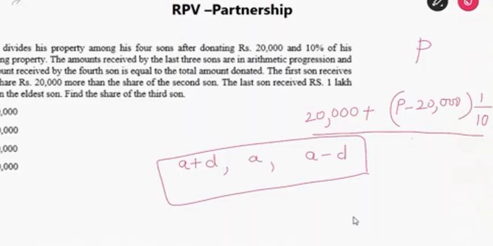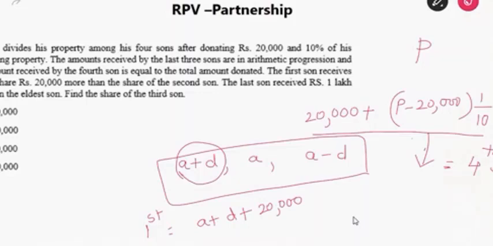Now what is the total amount donated? This is the thing, the total amount donated. And this is the amount received by the fourth son. Fine. Okay. The first son receives as his share 20,000 more than the share of the second son. Now the share of the second son is a plus d. Now the first son will receive how much? a plus d plus 20,000. Am I right? Right.